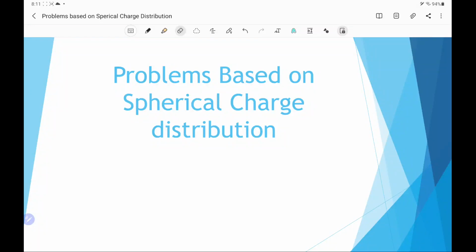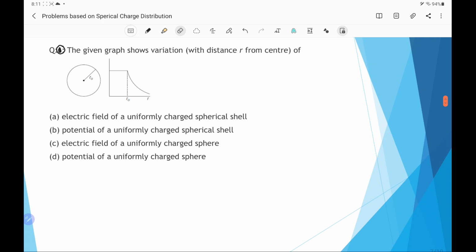Next, we will do problems based on the spherical charge distribution. Question 1 is: the given graph shows variations with distance r from the center. First, electric field due to a uniformly charged spherical shell, potential due to a uniformly charged spherical shell. Option C is electric field due to a uniformly charged sphere, and D is potential due to the uniformly charged sphere. Here we have two configurations.